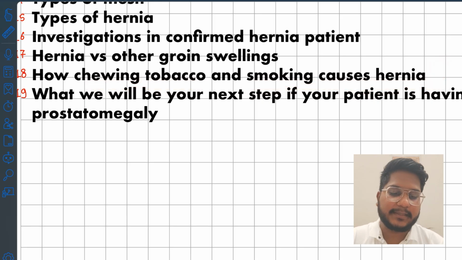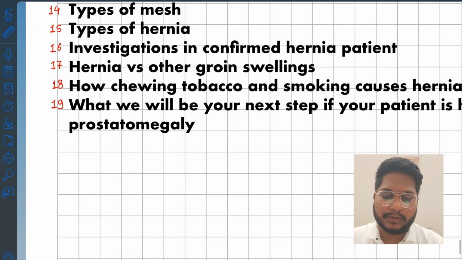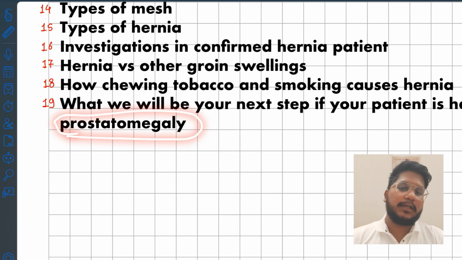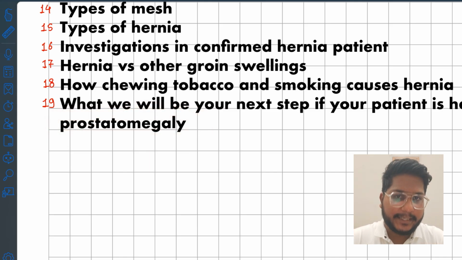Then what will be the next step if your patient has prostatomegaly? First we will do the surgery of the prostate. If it is BPH, we will go for TURP, transurethral resection of the prostate, or open surgery depending upon the scoring, age and everything. On that basis we will go for open surgery or TURP.